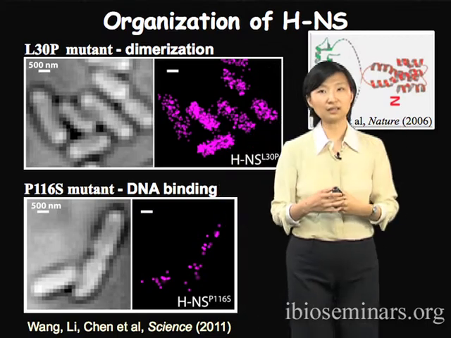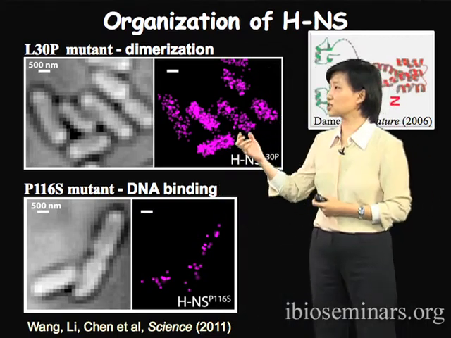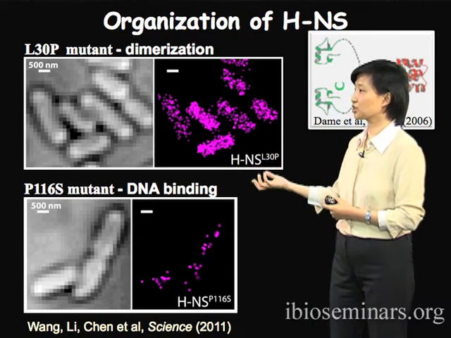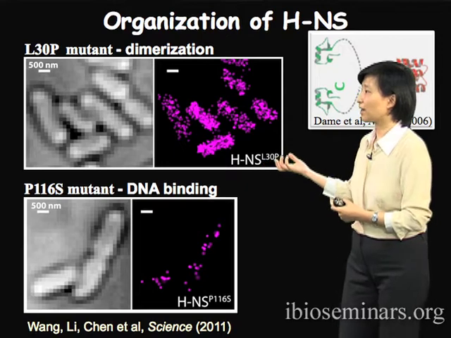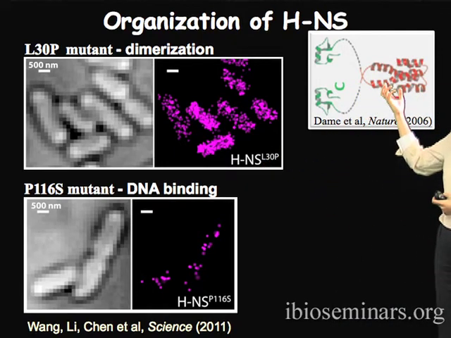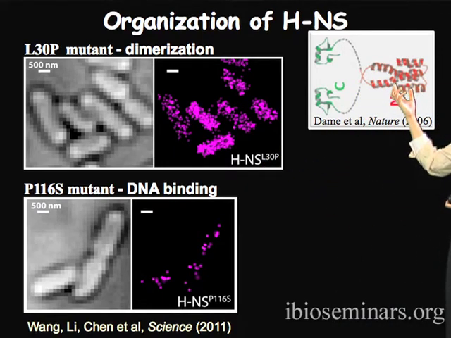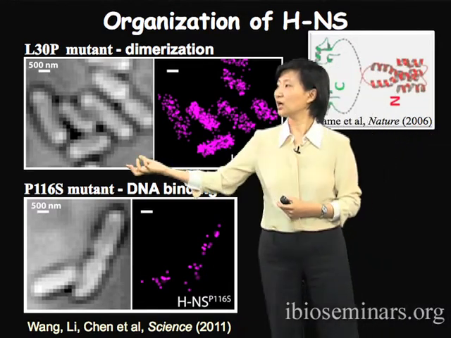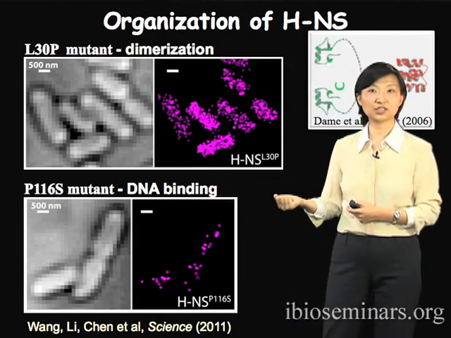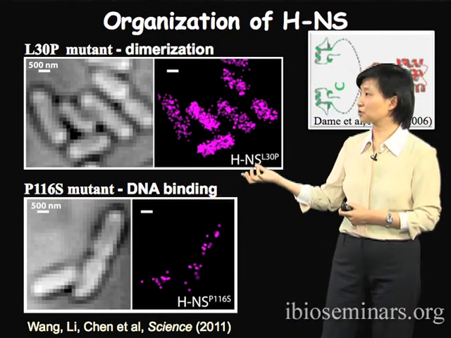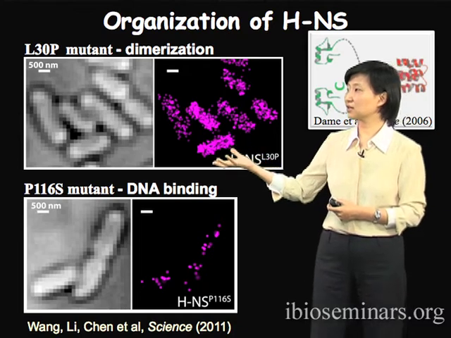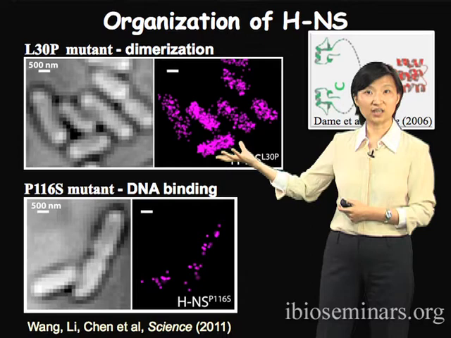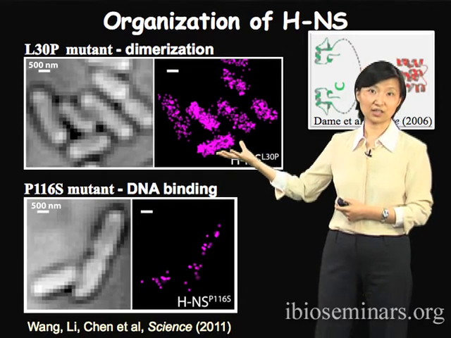So to see how they affect the clustering, we used a previously established mutation, L30P, to disrupt the dimerization tendency of the molecule. Once we introduce this mutation into endogenously expressed proteins by chromosome insertion, you can see that the clusters are no longer there and the molecules are again scattered throughout the nucleoid, just like HU.